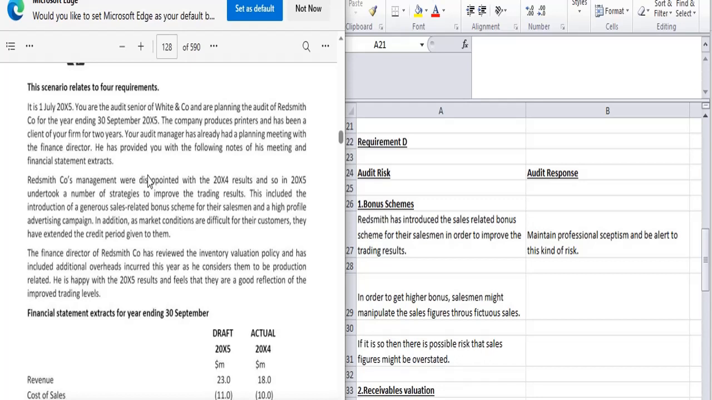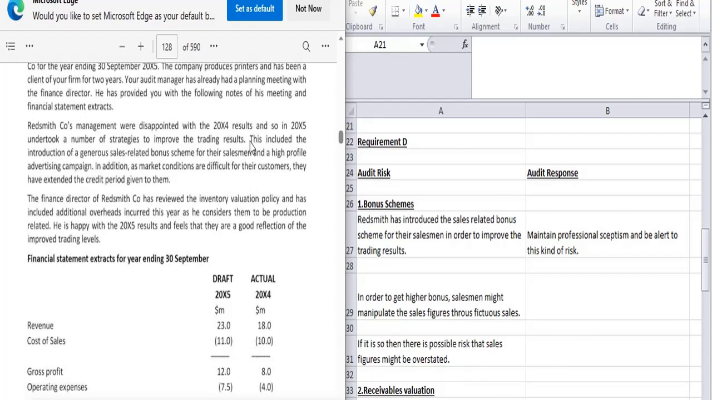So be sure, write only the audit risks you are confident about. Okay, so next, this included the introduction of a generous sales related bonus scheme for the salesmen and a high profile advertising campaign. In addition, as the market conditions are difficult for their customers, they have extended the credit period given to them.